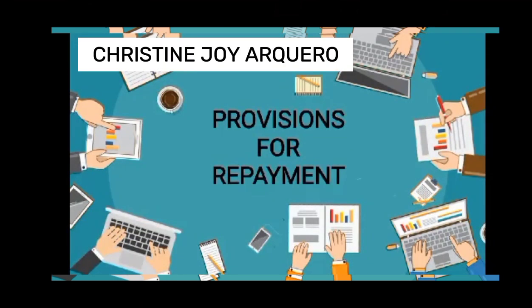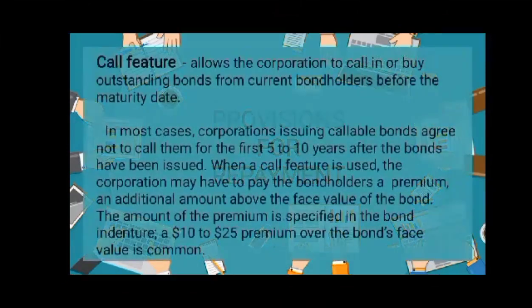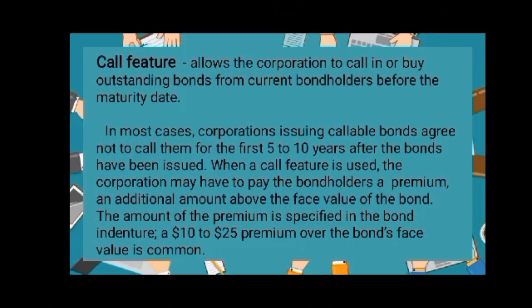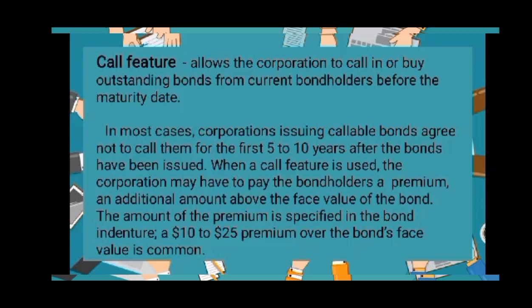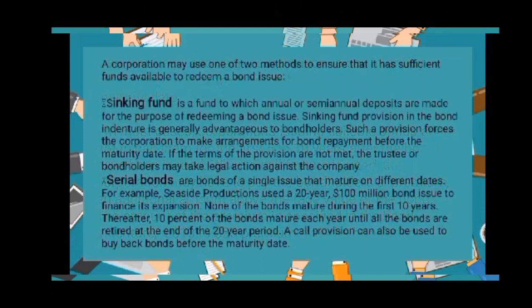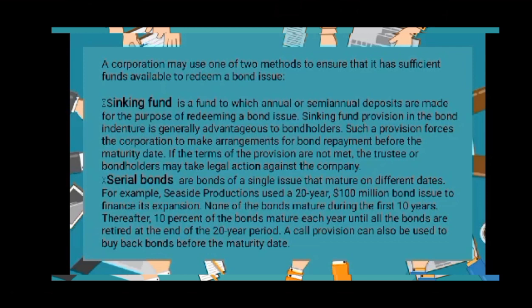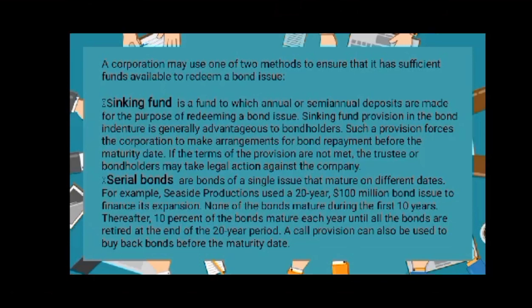Provision for prepayment. Call feature: bonds that can be redeemed or paid off by the issuer prior to the bond's maturity date. Sinking fund. The sinking fund helps reduce the impact of these high costs. Serial bonds: less interest will be paid over the life of the bonds.